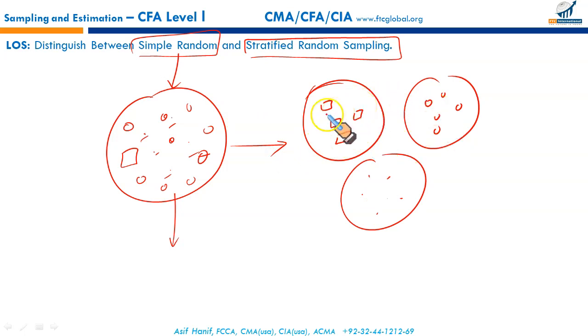So we have basically subdivided the population into separate groups, and each group, or each stratum, is composed of elements that have common characteristics or common attributes. As you can see, they look similar, and these attributes distinguish them from the other strata. Once we have split the population into these different strata, then we will select samples from each stratum.